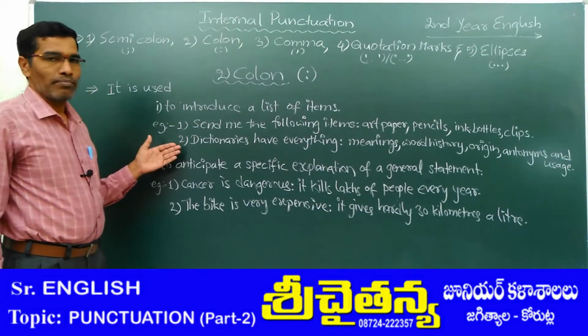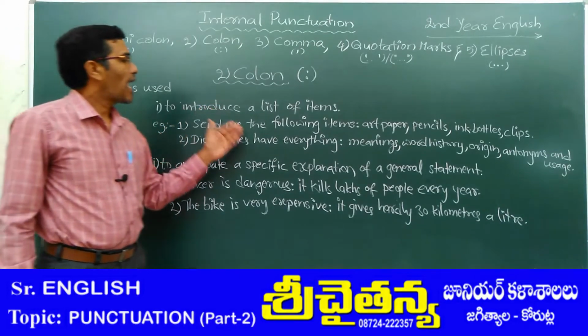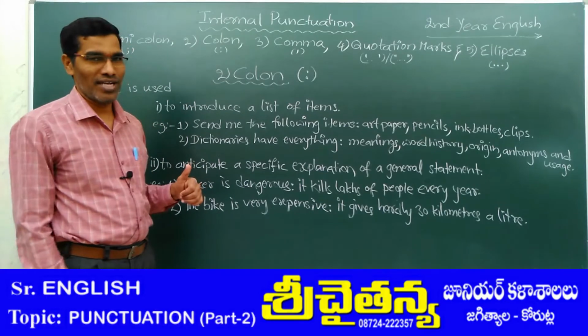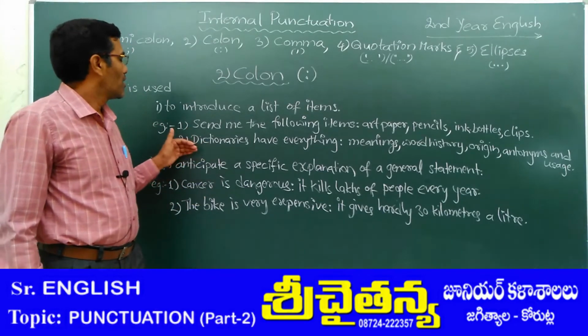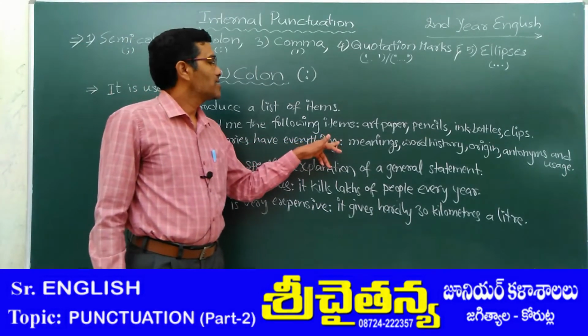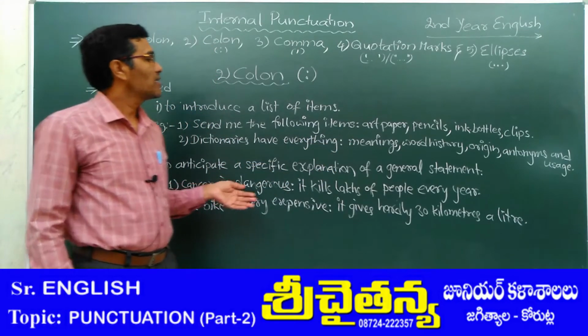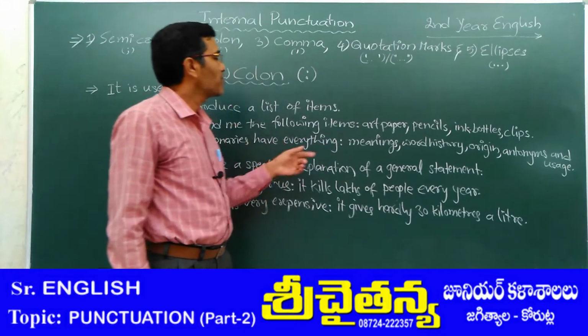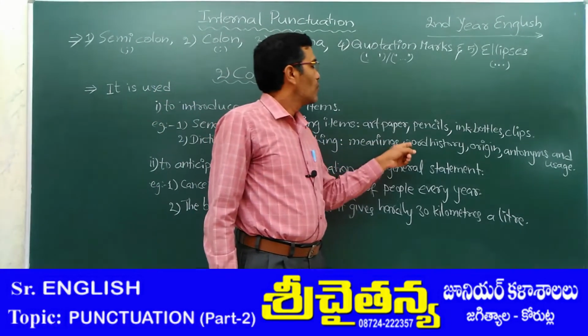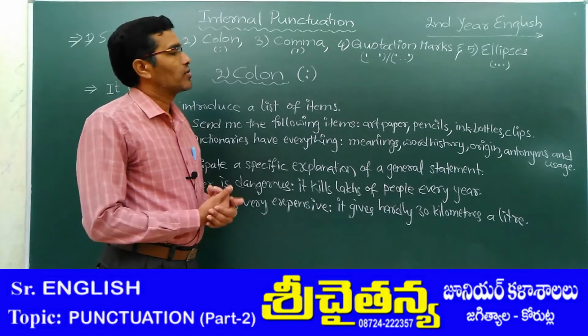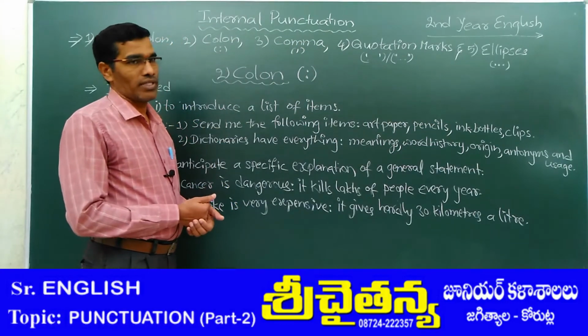Observe the second example. Dictionaries have everything. In our vocabulary session, we discussed this, right? Dictionary. Yes. After this, there is a colon. That means there is a list. What are the items in the list we can find in dictionaries? Meanings, word history, origin, antonyms and usage, right?